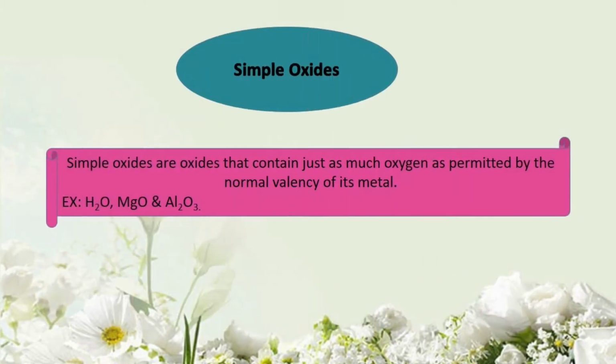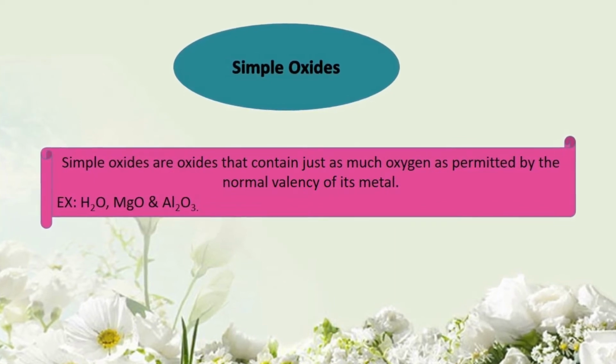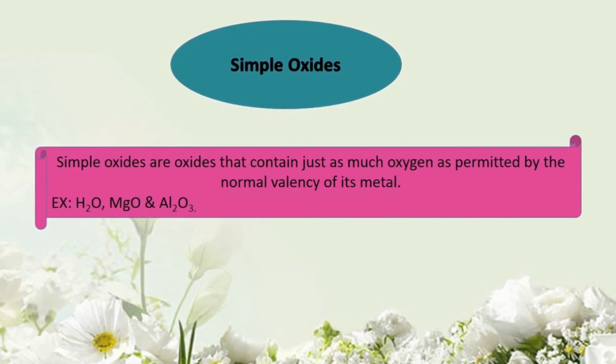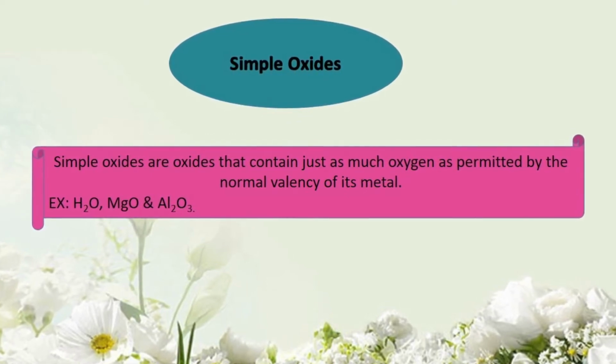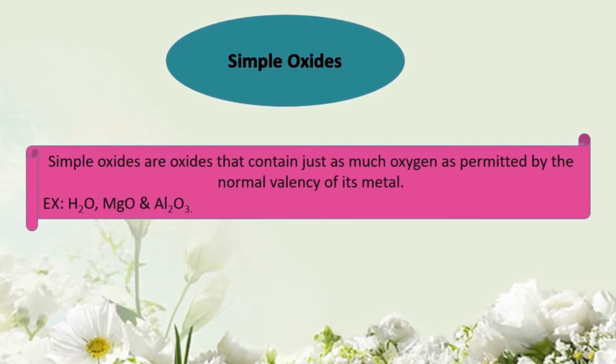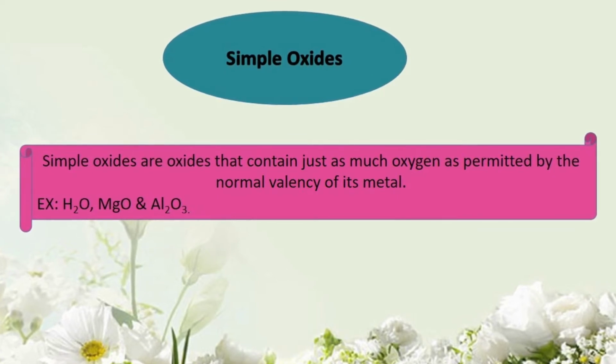Now let's see the various oxides in detail. Let's first start our discussion with simple oxides. A simple oxide is one carrying the number of oxygen atoms that the normal valency of its metal allows. For example, H2O, MgO and Al2O3.